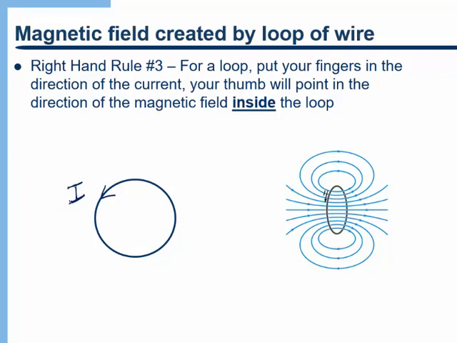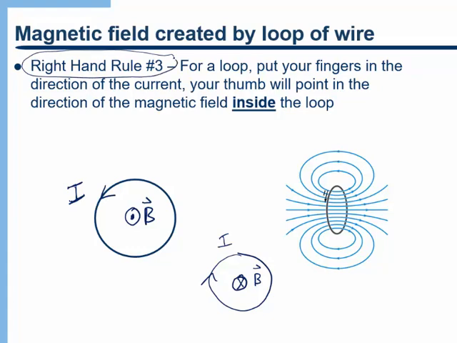So take your fingers and curl them in the direction of the current, and then notice where your thumb is pointing. If your thumb is pointing out, as it should be, then we know the direction of the magnetic field anywhere inside that loop is out. If instead the current is going clockwise, notice that now you find that the direction of the magnetic field anywhere inside the loop is in. Notice this version of the right-hand rule only works to tell you the direction of the magnetic field inside the loop. And again, this rule is going to be really important in our next chapter.